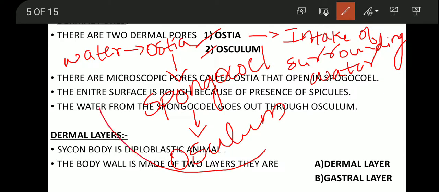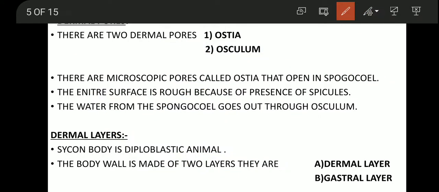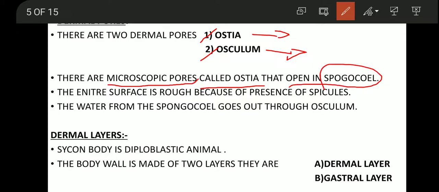From the spongocele it exits through the osculum. Osculum is an exit pore. So there are two pores, one is ostia and the other is osculum. Ostia is useful for taking the water in. It draws the water in and it moves the water out. They are microscopic pores called ostia. These are microscopic, we can't see them with the naked eye. These pores open into the spongocele. It is an empty cavity.